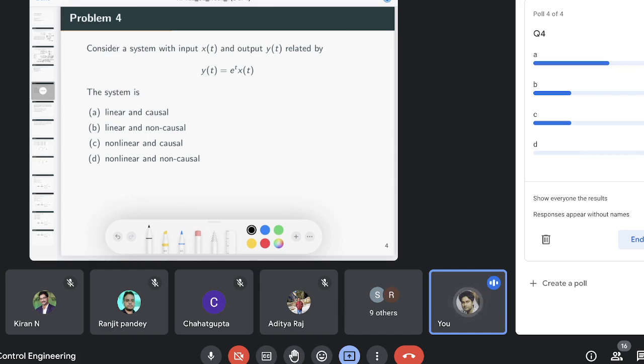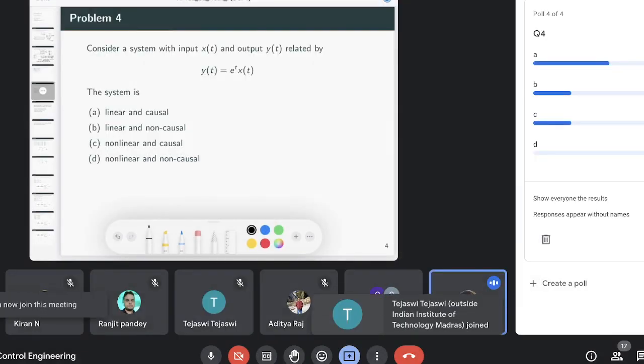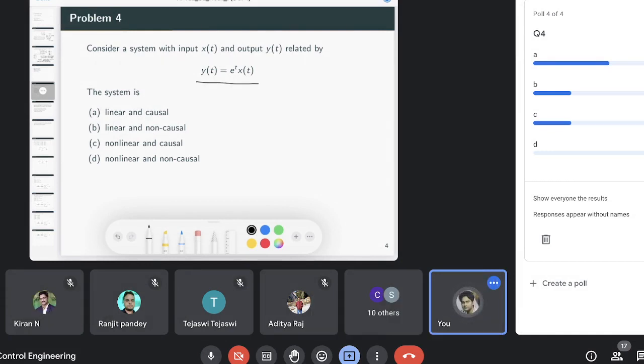Okay, so then I'm ending this poll and then we'll discuss this question. So we have this input-output relation that is given by this equation. First we check whether the system is linear or non-linear. As I said, you have to check two properties. One is superposition.